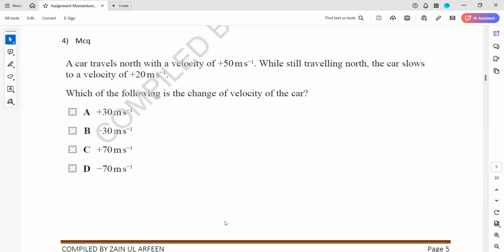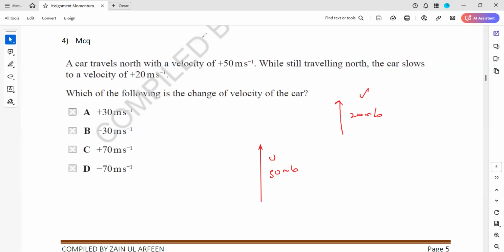But how? Okay, yeah. Look, that's a good question. One of the students asked how the change is negative if the object is still traveling north. Look, the first velocity was 50, so we draw a vector of 50 meters per second. And the second velocity is 20 meters per second, in the same direction. This is the final, this is the initial.